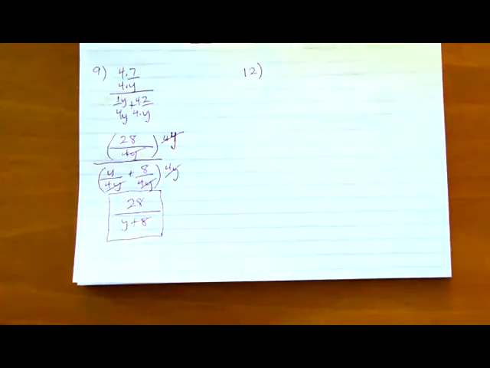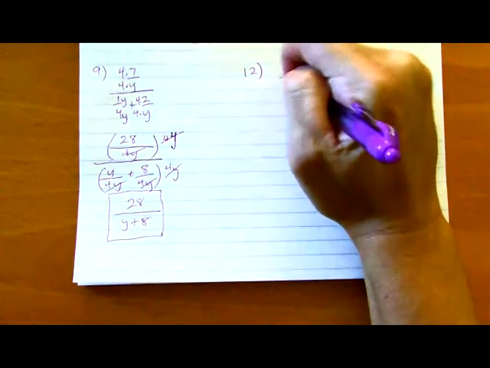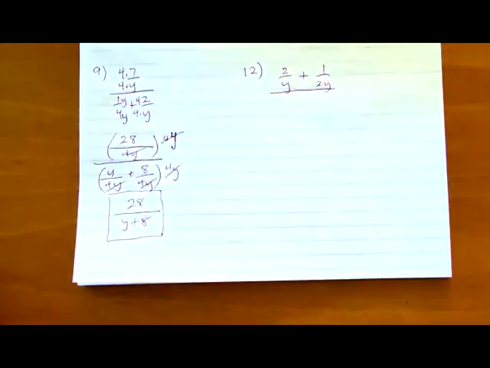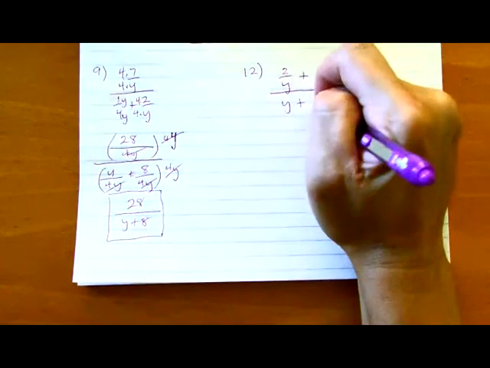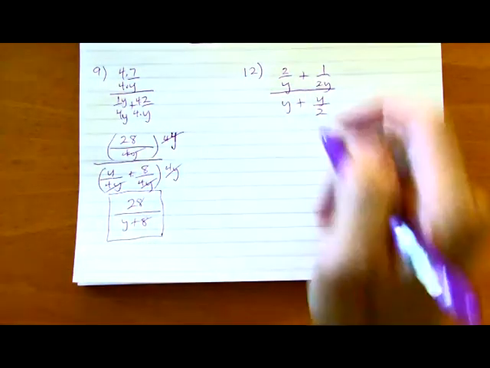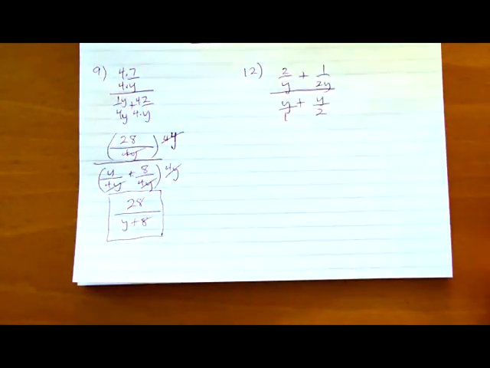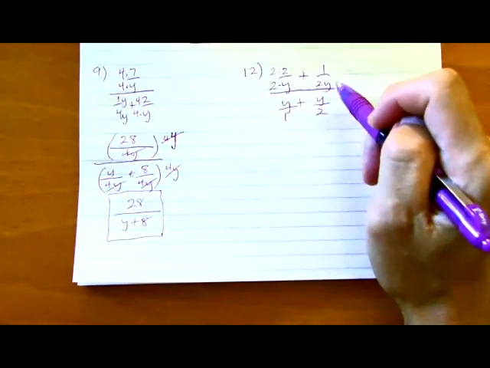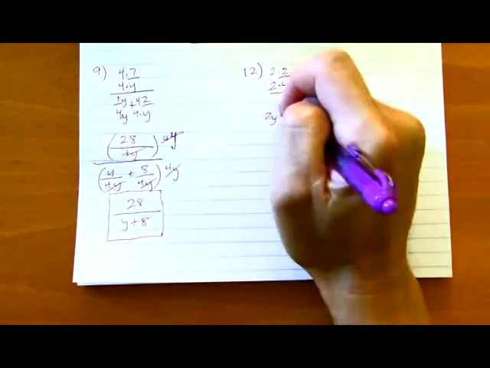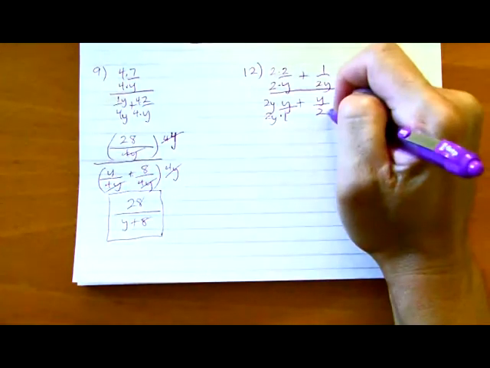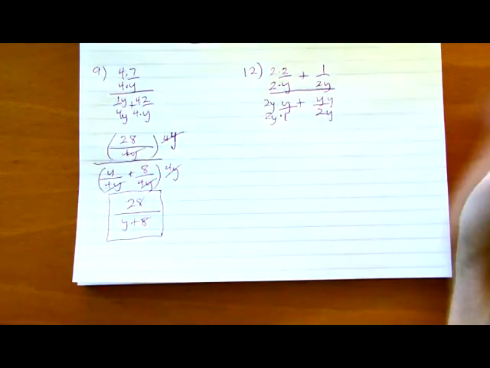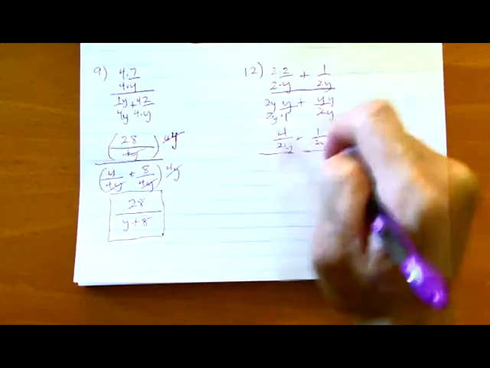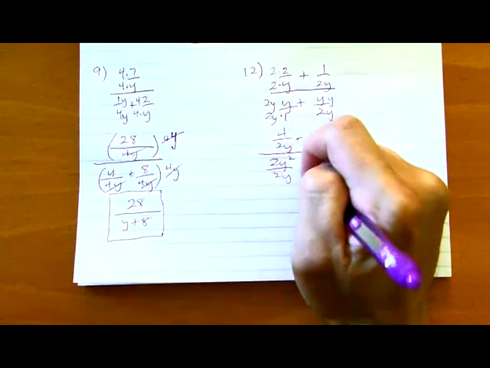Number 12. 2 over y plus 1 over 2y, over y plus y over 2. This has a denominator of 1. We need to get a common denominator, 2y. If I multiply this one by 2, top and bottom, that's already 2y. I should multiply this one by 2y, top and bottom. Multiply this one by y. That'll give us 4 over 2y plus 1 over 2y, over 2y squared over 2y plus y squared over 2y.